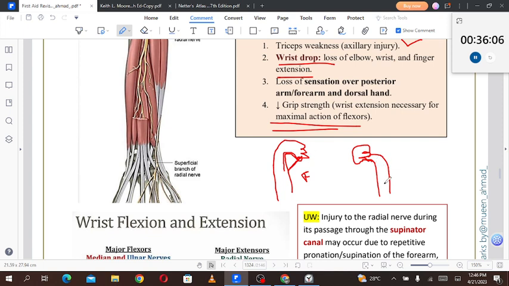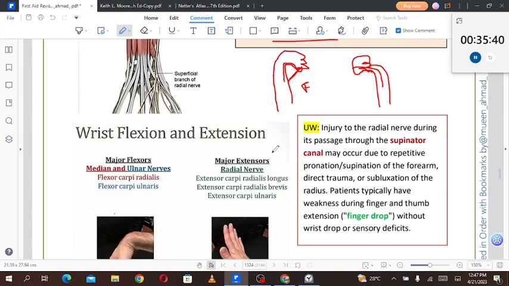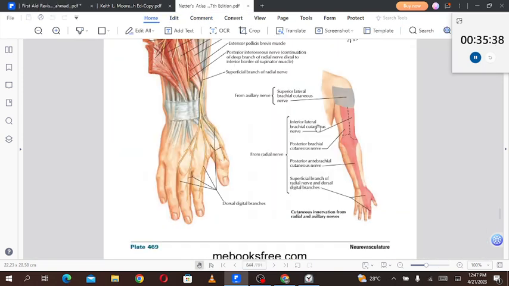But if you extend your hand, the length of the tendon increases, and the insertion becomes more distant from the muscle. So the muscle strength increases, and that is why it is written that wrist extension is necessary for the maximal action of the flexors. If the radial or extensor strength is gone, we cannot have a very strong flexion of the wrist joint.